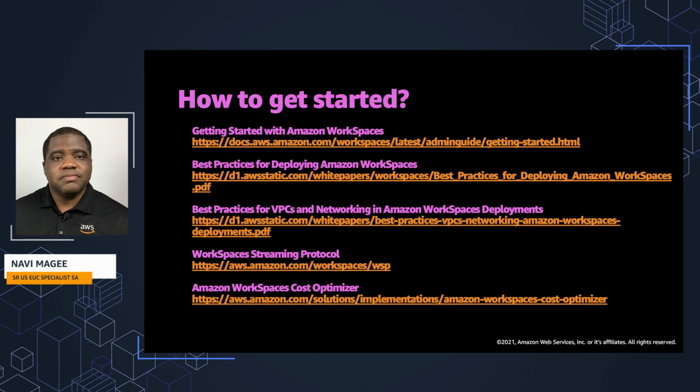So how do you get started? Well, here are some of the key references that you can use in planning and designing your Amazon Workspaces deployment. Getting started with Amazon Workspaces, an admin guide. Best practices for deploying Amazon Workspaces, which is a white paper that goes over multiple scenarios regarding Active Directory, best practices for VPCs and networking, and how you're going to size the VPC based off of what's needed for addressable IPs. A Workspaces streaming protocol, the new protocol that's released that enables bidirectional video as well as smart card support.